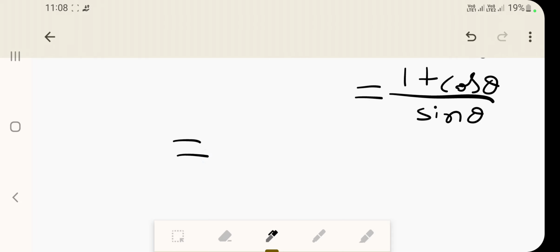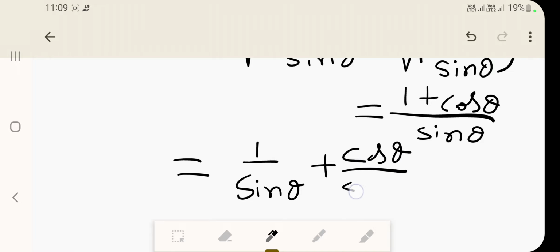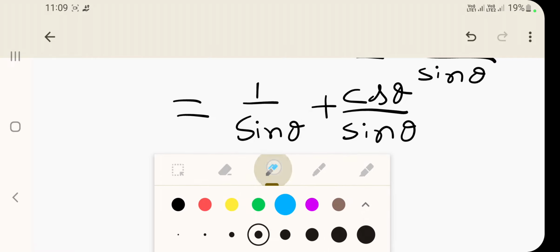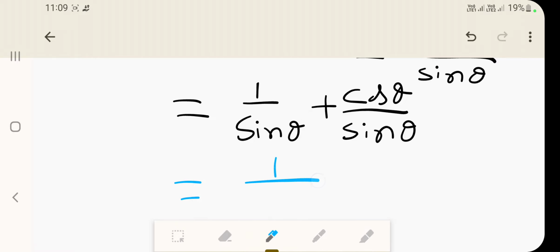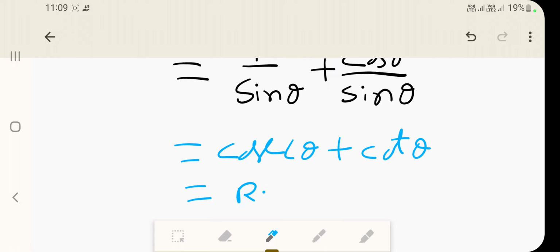Now we can write the denominator sin theta individually for the 1 in the numerator, as 1 by sin theta plus cos theta divided by sin theta. And what is 1 by sin theta? How many of you remember? 1 by sin theta is cosecant theta, okay? And cos theta by sin theta is cot theta. So that is what they asked us to prove. This is our RHS, okay?